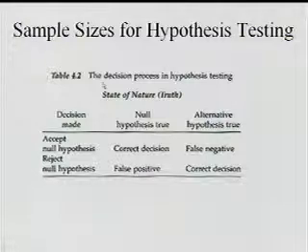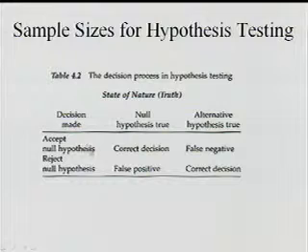So here's that table 4.2 from our textbook. The decision process and hypothesis testing. This is statistical hypothesis testing. And we say, what is the state of nature or the truth? Then we look at the decision made, the null hypothesis as being true, and the alternative hypothesis as being true. So if we accept the null hypothesis and it is a correct decision because the null hypothesis is indeed true, then everything is all right. That's the first of the four outcomes.